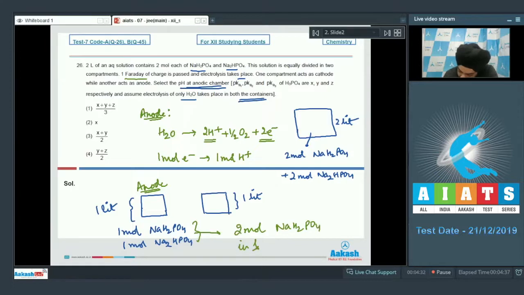in 1 liter solution. So students, we have an amphiprotic species and we know that its pH is given by (pKa1 plus pKa2) by 2. The pKa1 value is X and the pKa2 value is equal to Y. So the pH at the anodic chamber will be given by (X plus Y) by 2. If you look at the options which are given to us, we can clearly see that for this question we have to mark the correct answer as option 3. Let us look at the next question now.